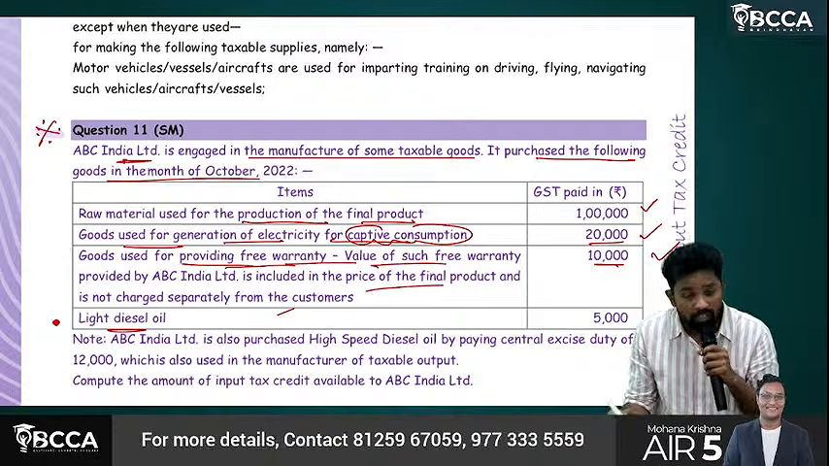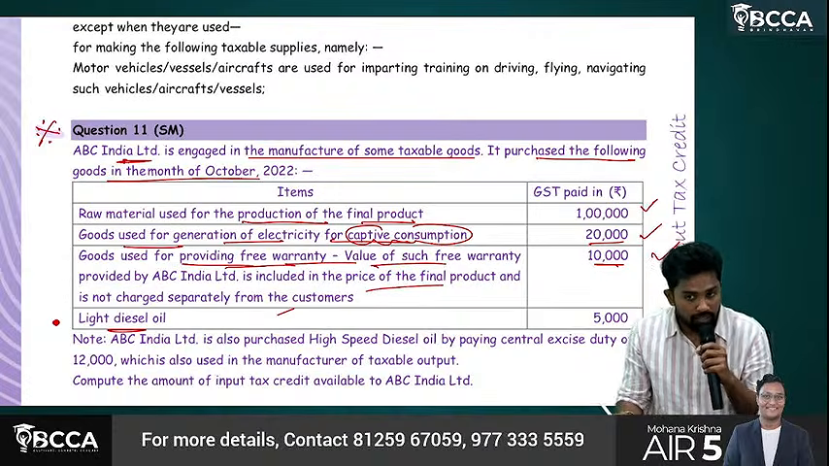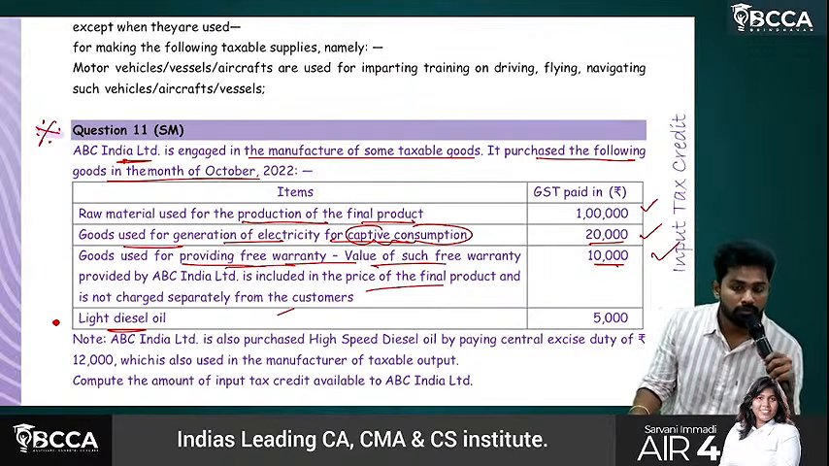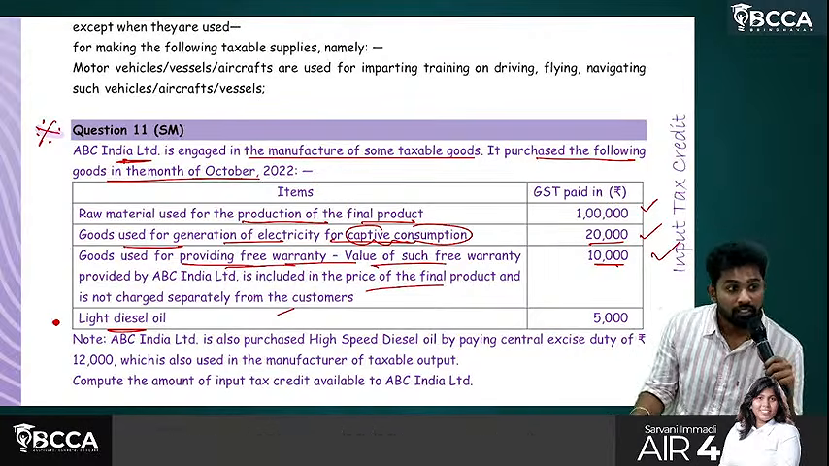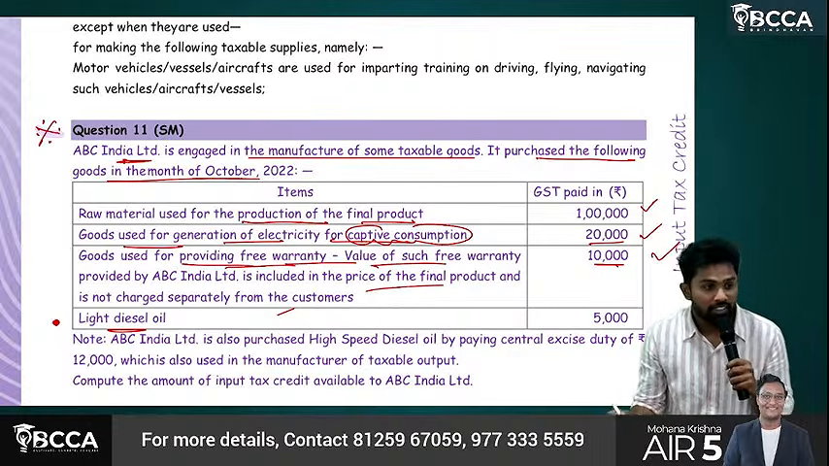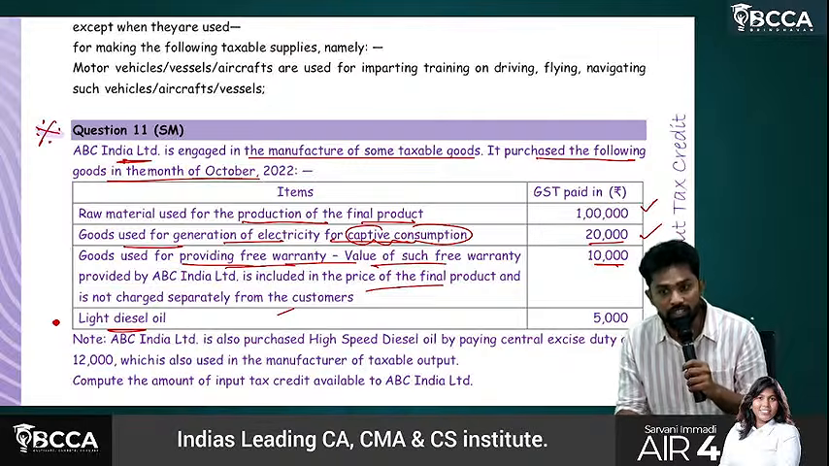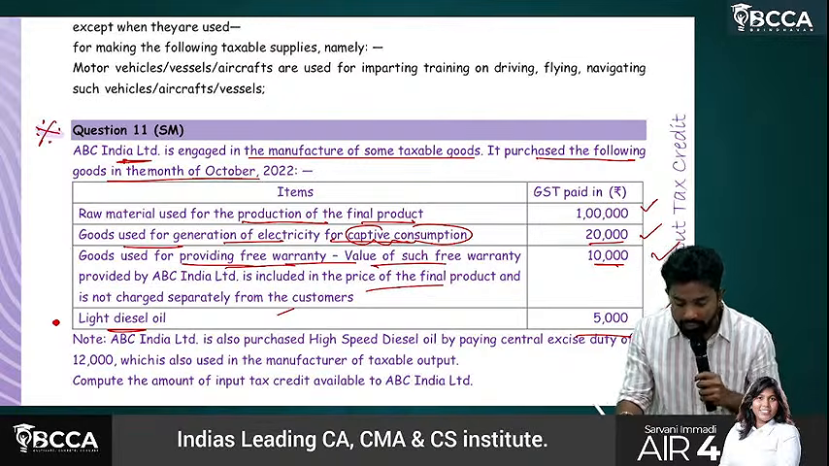Then light diesel oil. Light diesel oil, petroleum product, sir. What are called petroleum products? HSD, H means high speed diesel oil. So this is what? Light diesel oil. So high speed diesel oil is the only petroleum product. Light diesel oil is not a petroleum product. So on this ITC can be availed.